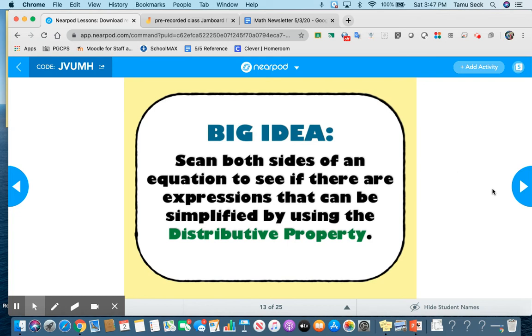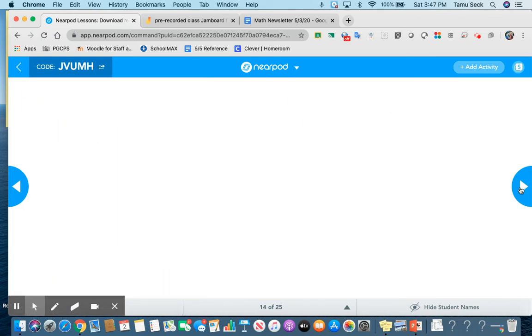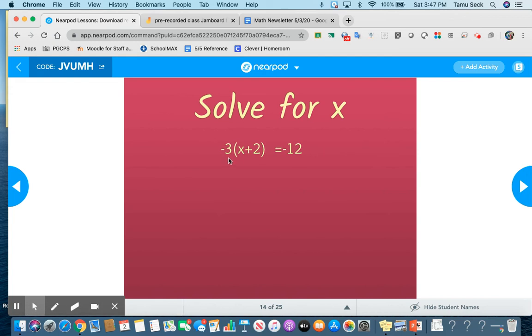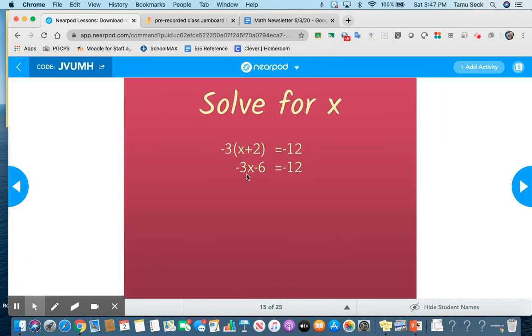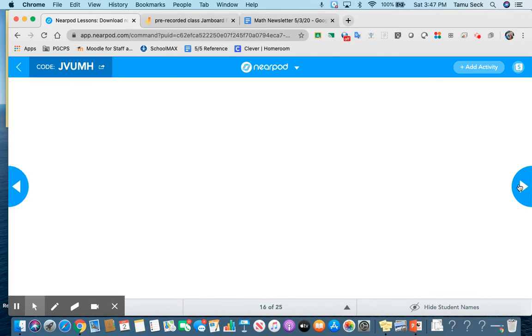Okay, so when you're looking at an equation, scan both sides of the equation to see if there are expressions that can be simplified using the distributive property. So let's practice. Negative 3 times the quantity of x plus 2. So we're going to multiply negative 3 to x and negative 3 to 2. Negative 3 times x is negative 3x, and negative 3 times 2 is negative 6.